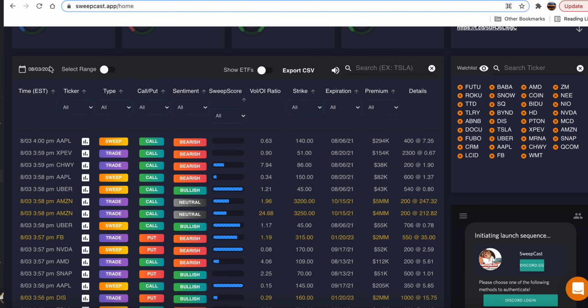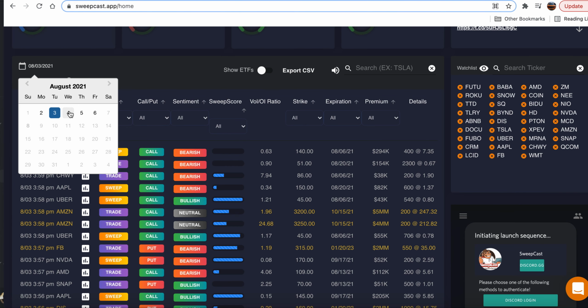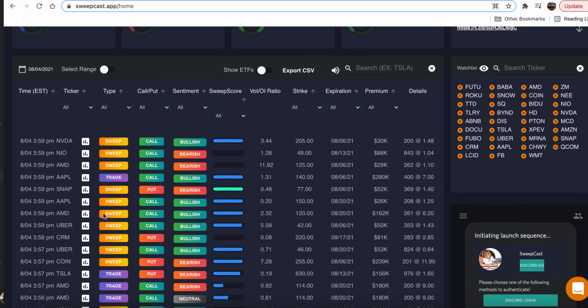All right, so let's go to the next day, August 4th. That's Wednesday. Right before close, you can see again Uber calls stood out. You did see NVIDIA over here, but you probably got this alert right after market close because of the delay. And Coin is not one that shows up too often on here, so there was a sweep put for Coin, right? All right, so we already looked at Uber.